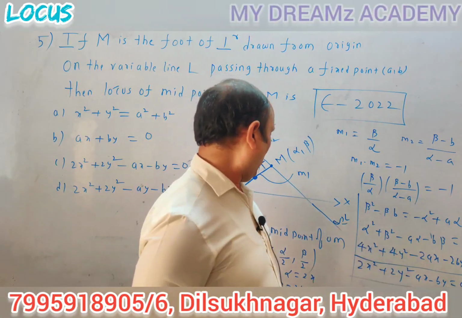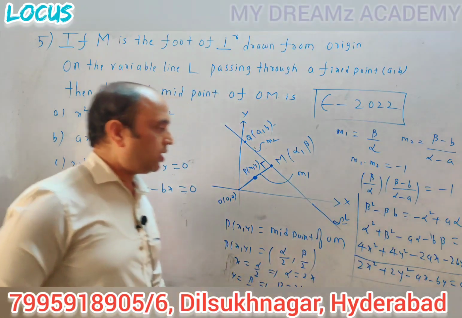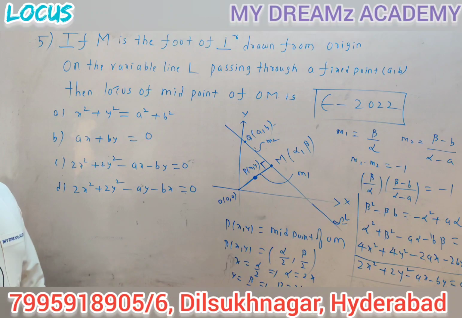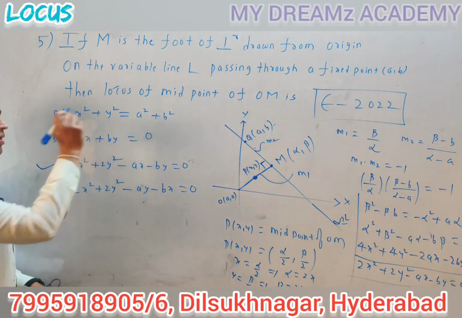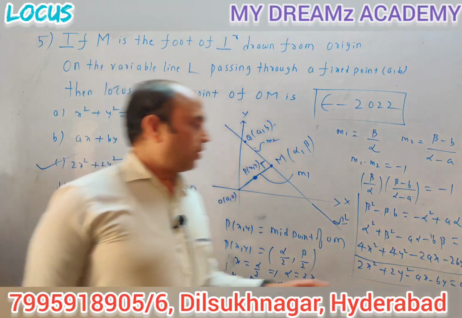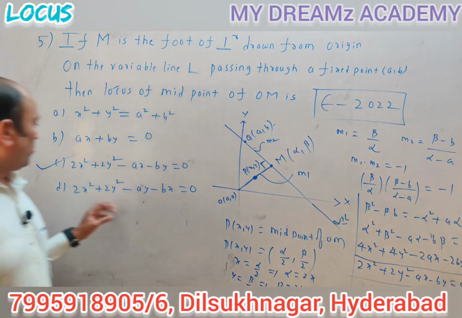Alpha is equal to 2x, so take 2 common, and we get the equation ax minus by equal to 0 form. So this is our required option. Our option is C.